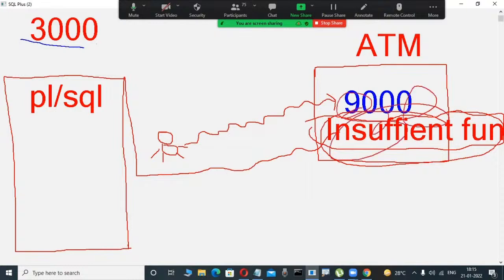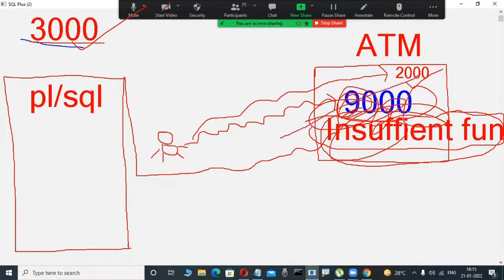Again, another scenario. For example, my balance is 3,000. Suppose I insert my ATM card and try to withdraw 2,000 rupees. Is it possible? Possible. Why? Because my balance is 3,000, and 2,000 is less than 3,000. That's why this withdrawal is possible in this example.